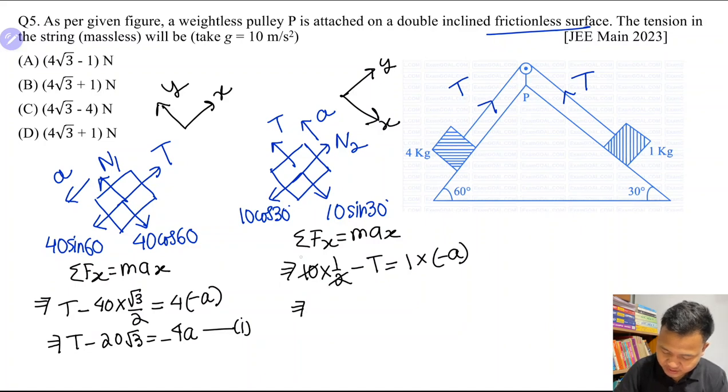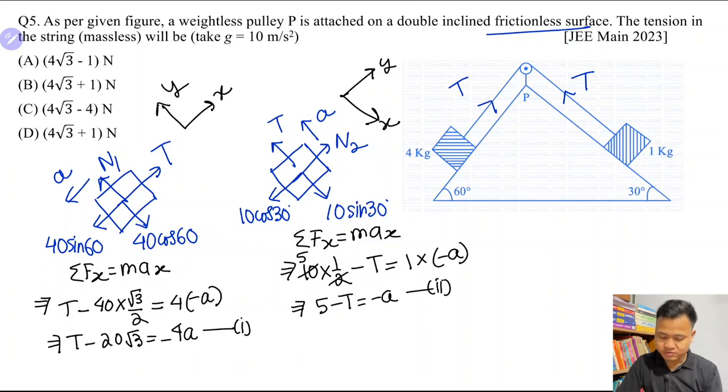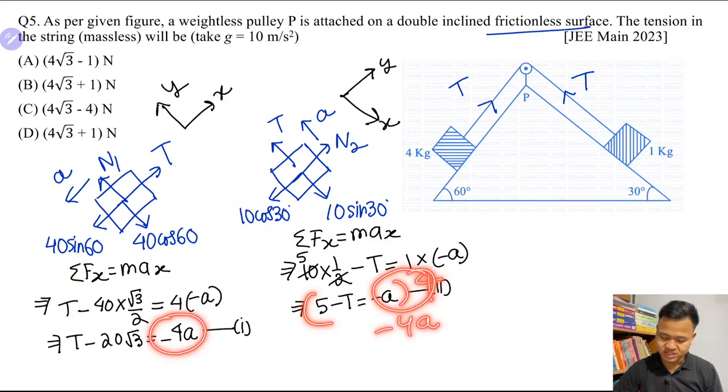So 2 5 are 10. So I have 5 minus t equals to minus a. Okay, equation 2. Now we have to eliminate a. See, one way to do is you can multiply this whole thing by 4. Multiply by 4, so you get minus 4a here and minus 4a there.